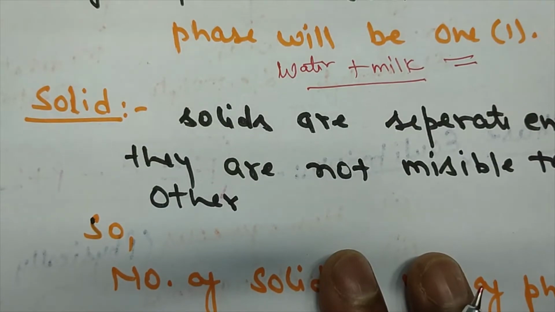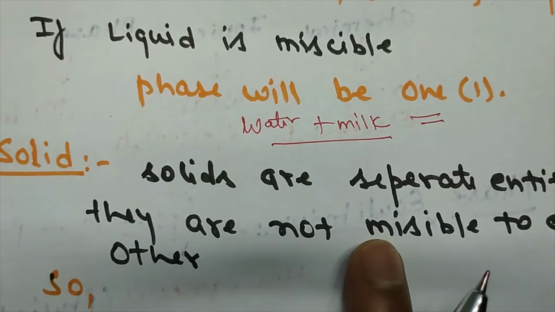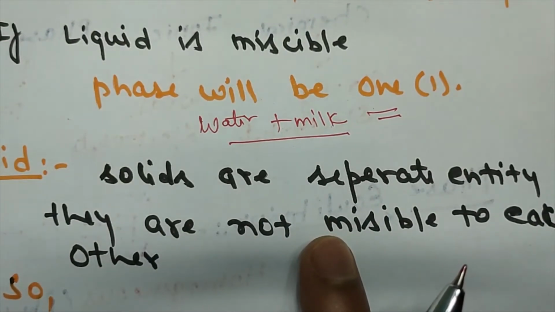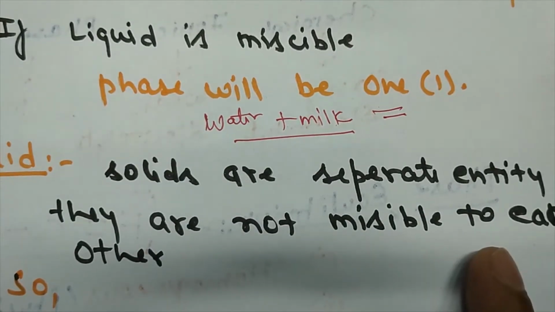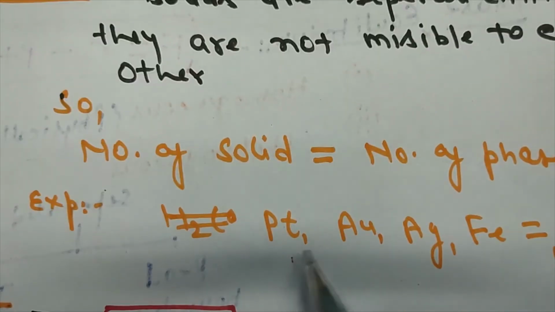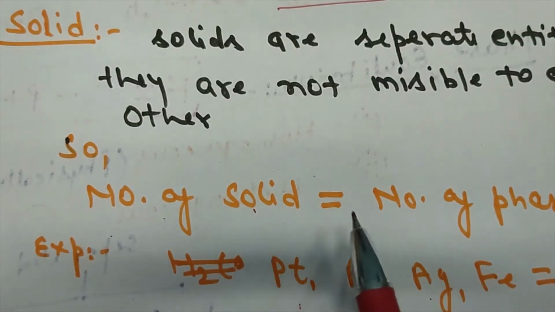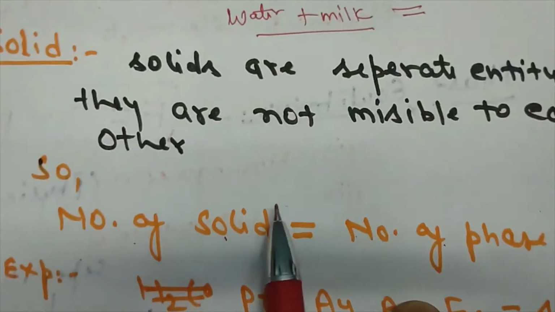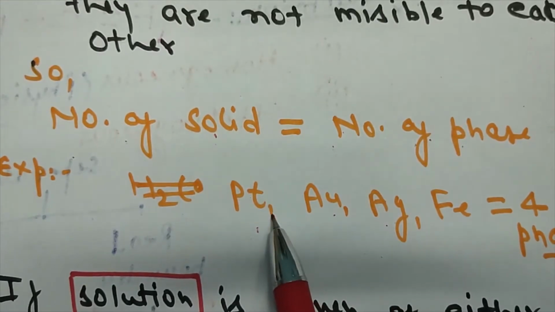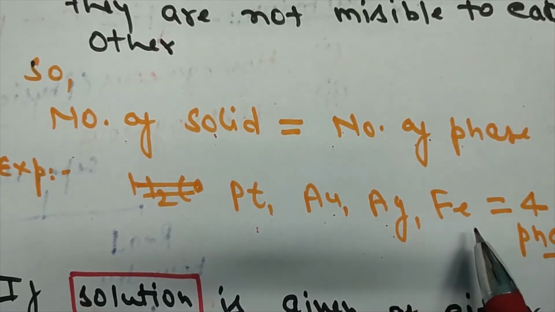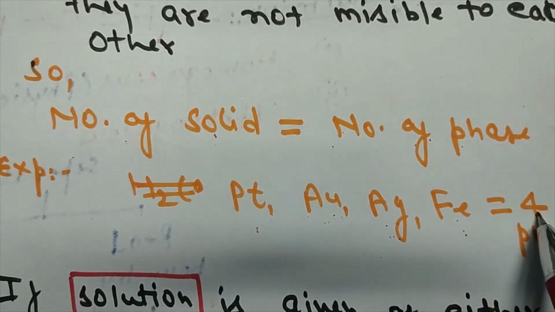Now solid, how can we determine the phase in the solid? Solids are separate entities, you can say separate species, separate compounds, separate elements. They are not mixed to each other, you know it very well. Like you can't mix platinum, silver, gold, iron to each other. So the number of solids is equal to the number of phases. Guys, it is again very important: the number of solids is equal to the number of phases. Like here you have platinum, gold, silver and iron. There are 4 different types of solid, so the phase will be 4.